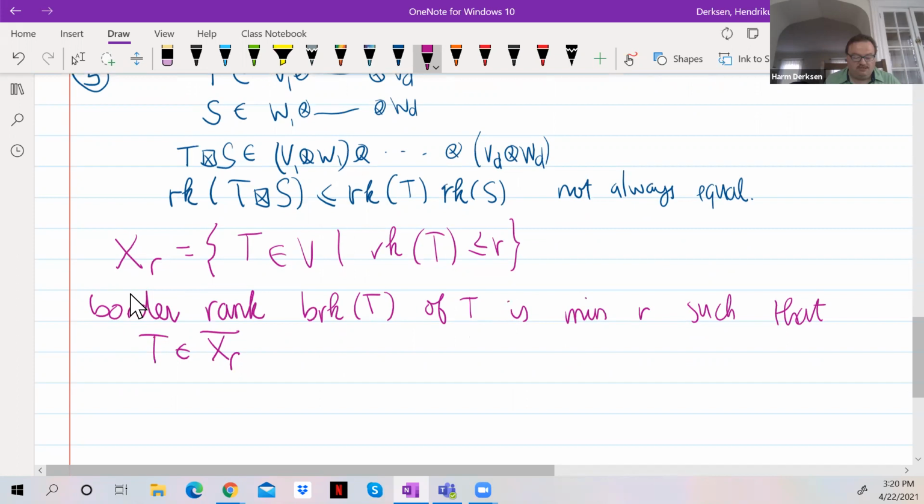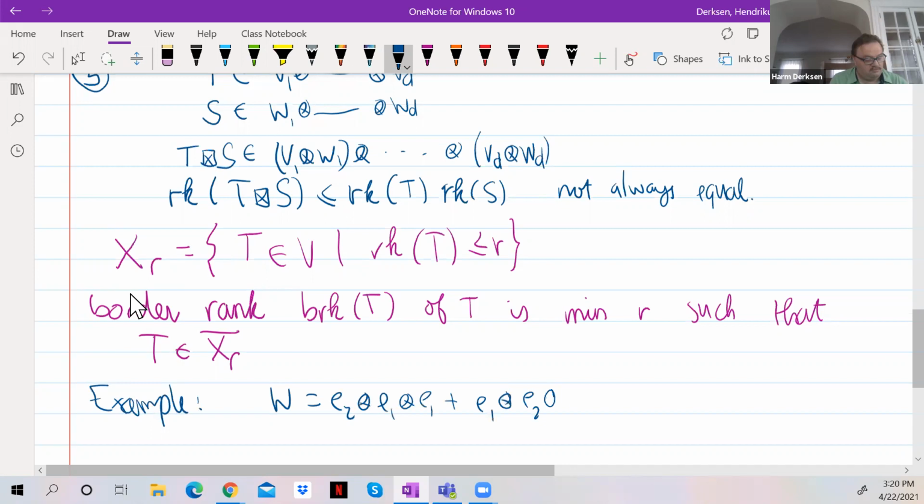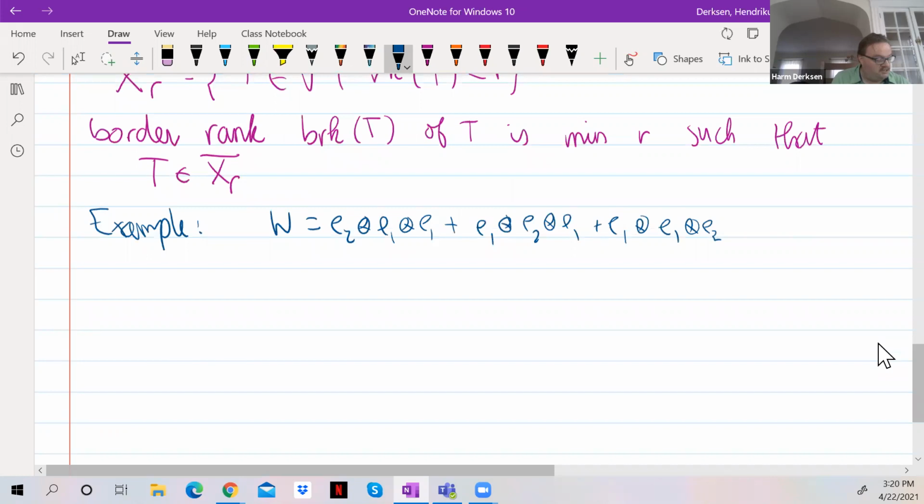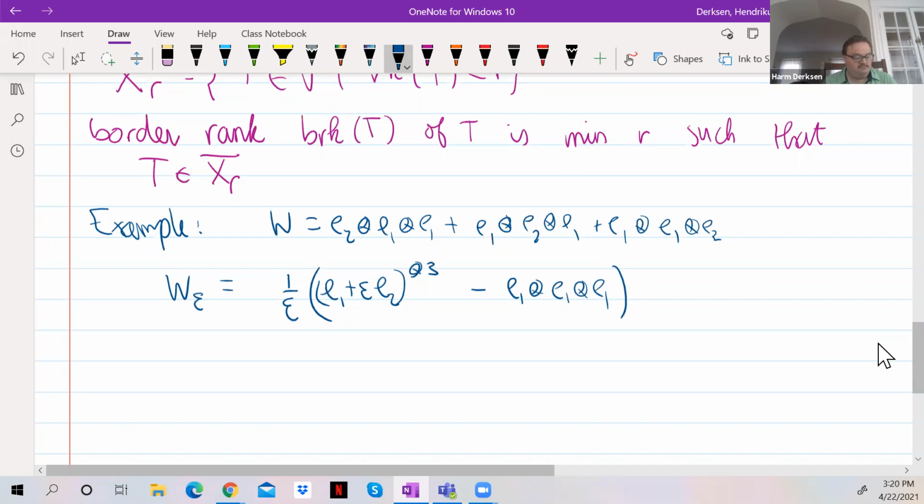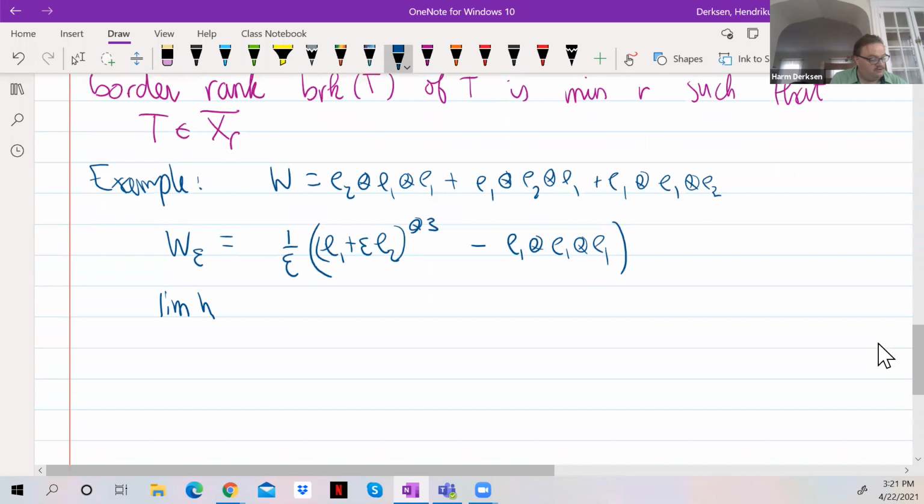So if we go back to the earlier example, this tensor that I call W, we already saw, or I already stated, that the rank is 3, but the border rank is actually 2. If you define W_epsilon to be (E1 plus epsilon times E2) tensored with itself and itself, and you subtract E1 tensor E1 tensor E1, and then first divide by epsilon and let epsilon go to 0, then this converges to W.